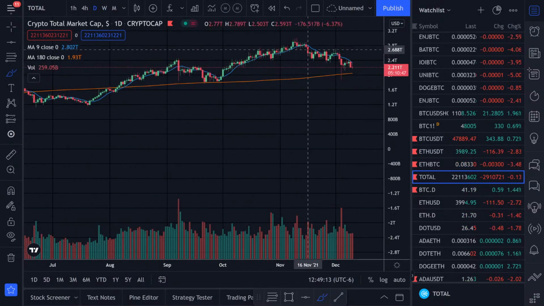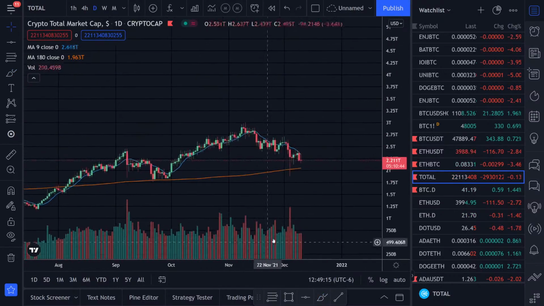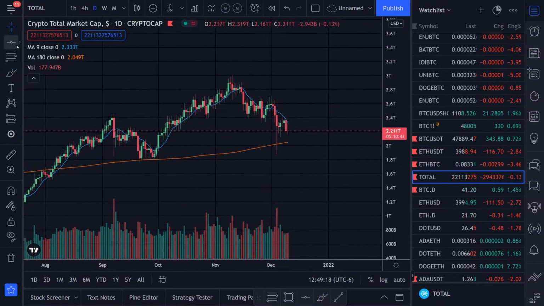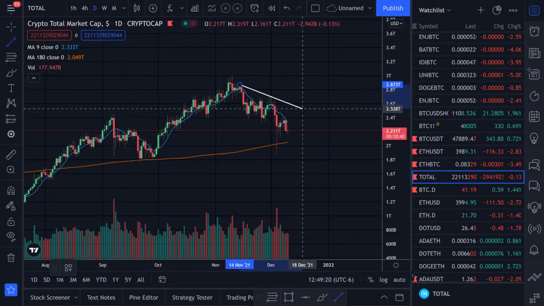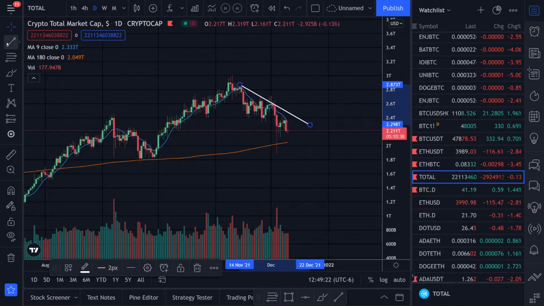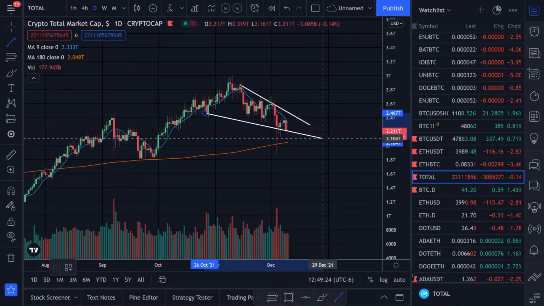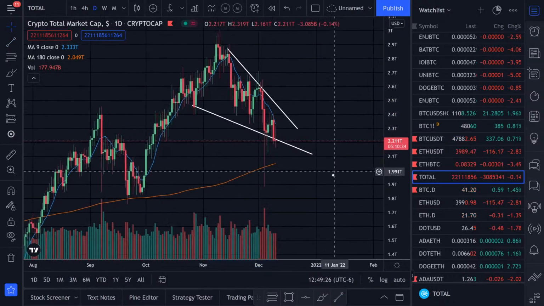Daily, it looks like it could be testing it. Watch if we... It kind of looks like a falling wedge a little bit, that we're breaking to the downside.